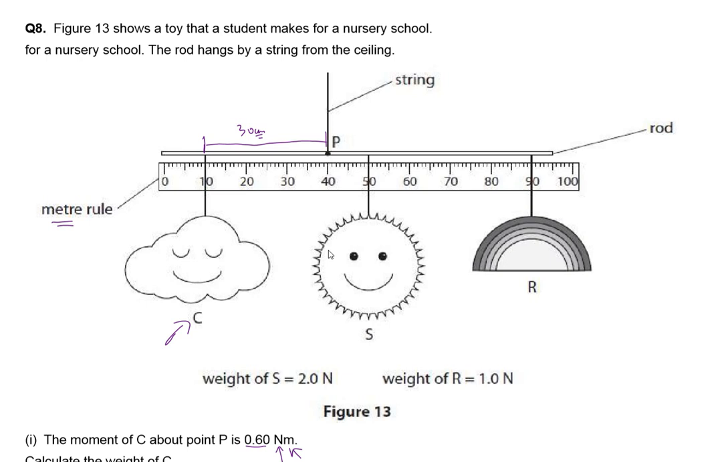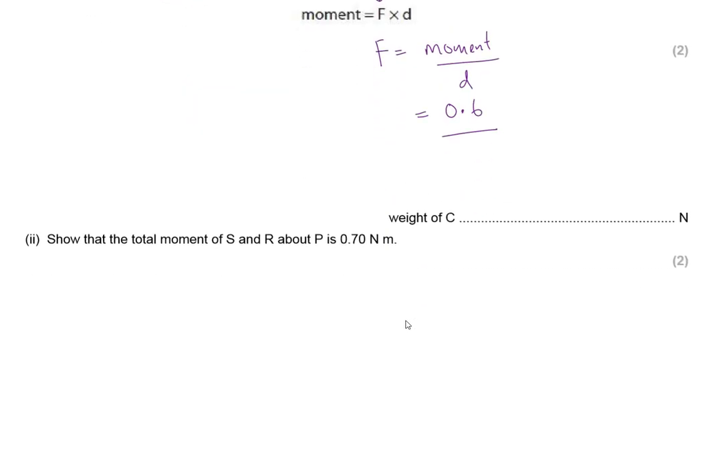If it's a meter rule, from here all the way down to here is 1 meter. So these have to be centimeters. We need 30 centimeters, which needs to be converted into 0.3 meters. Therefore, this is 0.3 meters, and the answer is 6 divided by 3. The answer is 2. So the weight of C is 2.